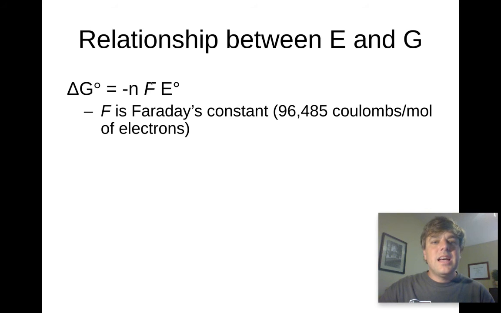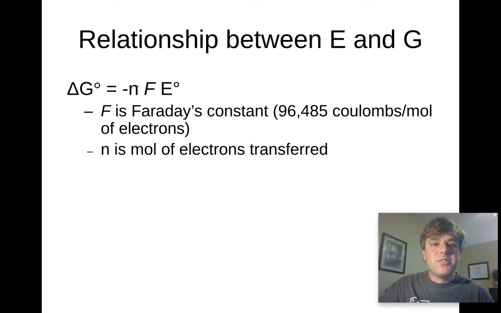Then F is Faraday's constant. Faraday's constant is 96,485. That's on your chemistry reference tables. That means there are 96,485 coulombs of charge for every mole of electrons. A coulomb is a unit that's used to measure electrical charge. And n is how many moles of electrons are transferred in the reaction. So you would have to actually analyze the reaction in order to figure out how many moles of electrons are transferred. So that's kind of an introduction to this.